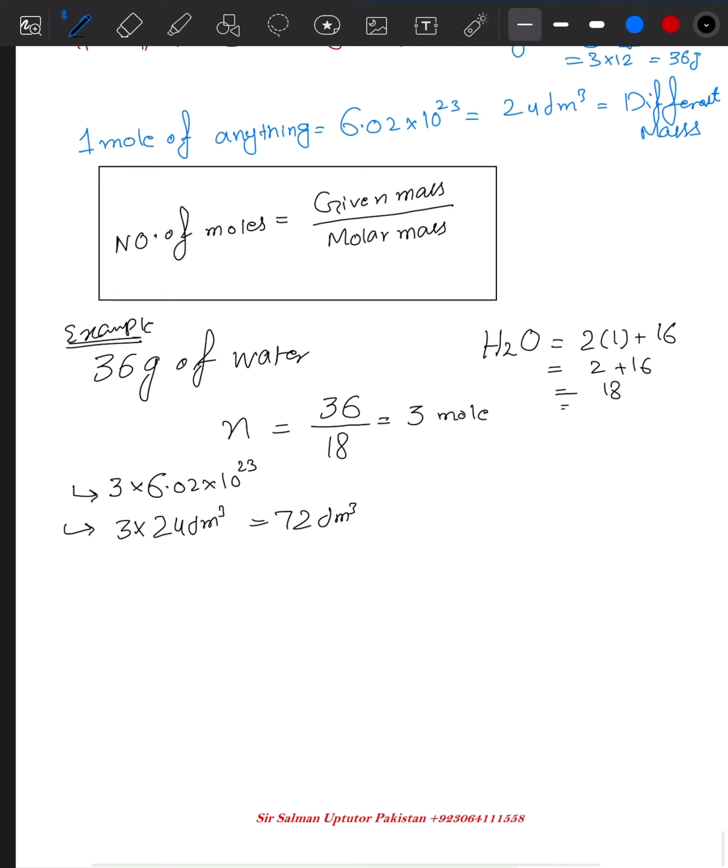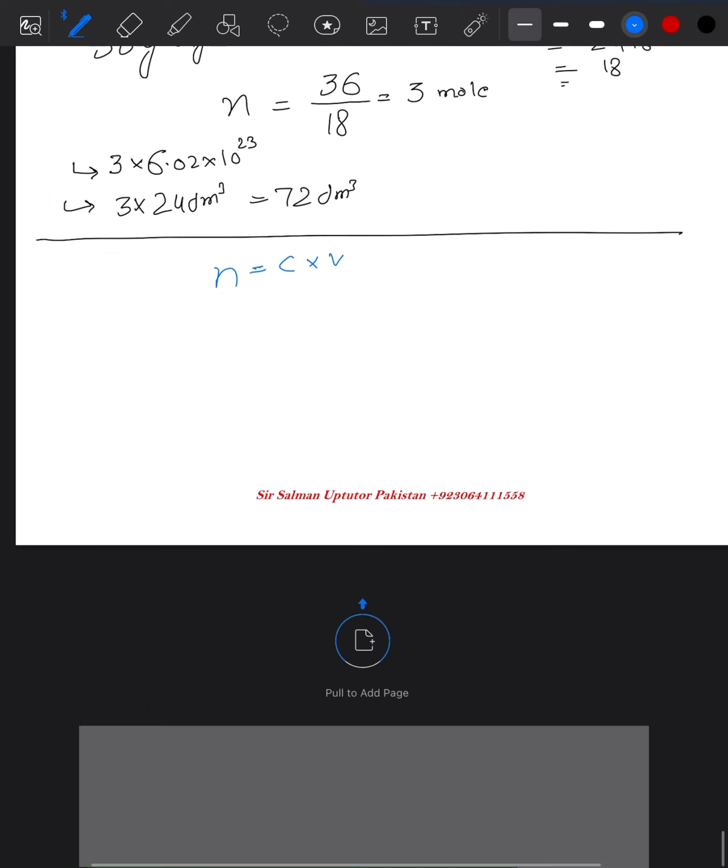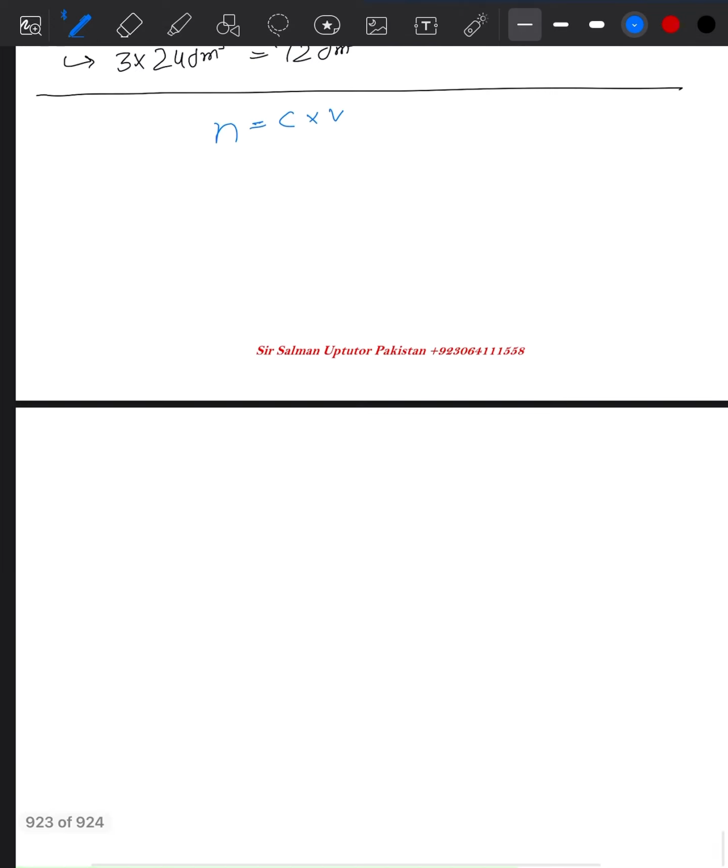We have another formula. This is the last formula. I'm just going to write the formula directly. You need to remember n is equal to C into V. What is C and what is V? n represents the number of moles. Number of moles is equal to C times V, where C represents the concentration and V represents the volume.